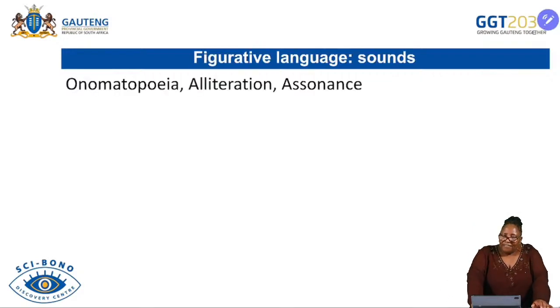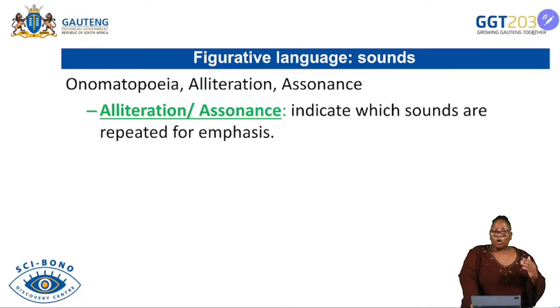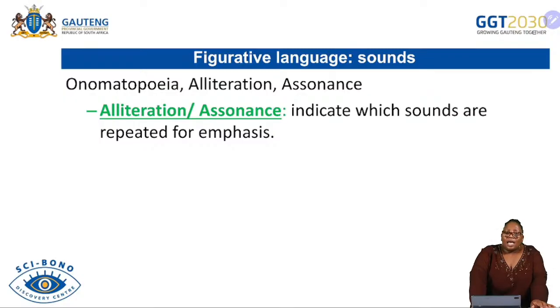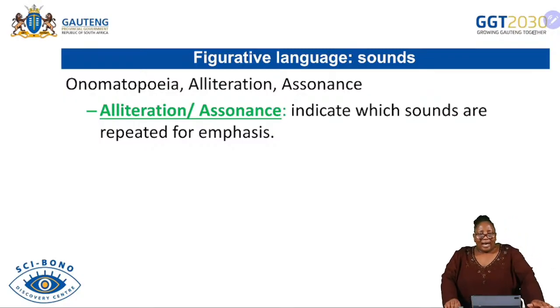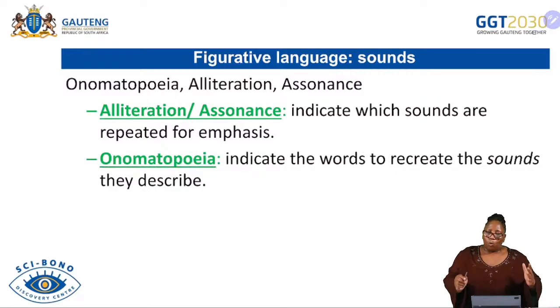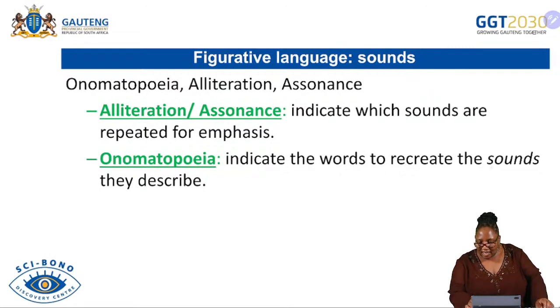A figurative language that has to do with sounds. Let's look at them. We have onomatopoeia, alliteration, and assonance. Alliteration or assonance indicate which sounds are repeated for emphasis. Onomatopoeia indicates the words to recreate the sounds they describe. So we'll look at the examples.